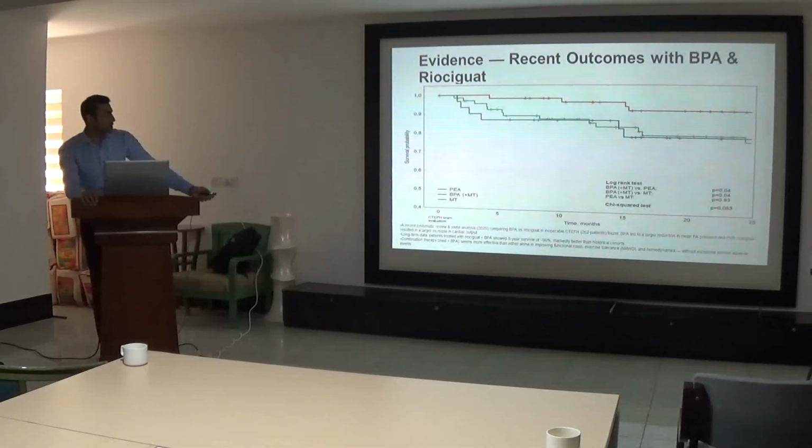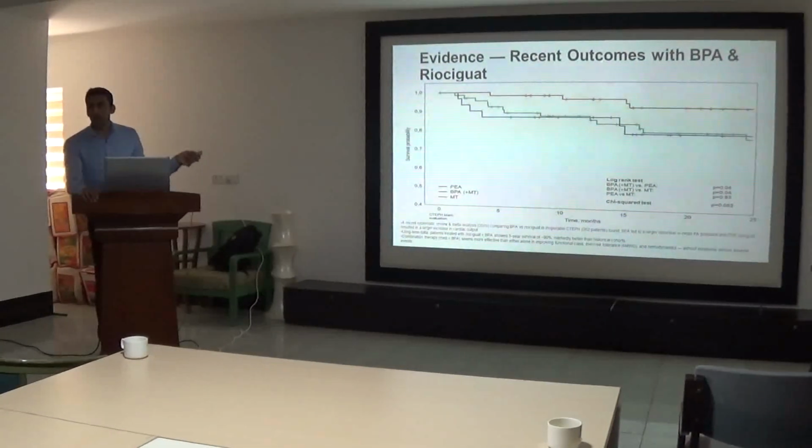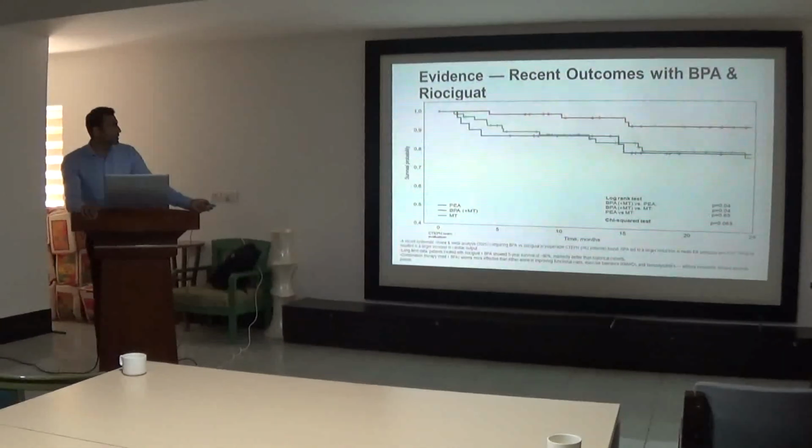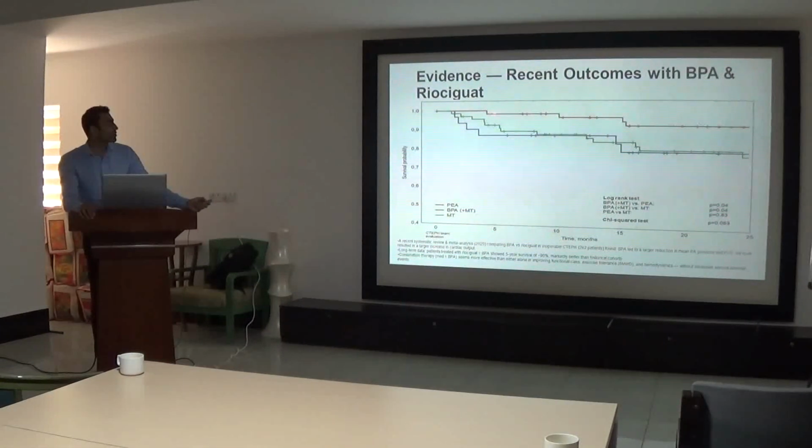So this is a chart from a study published by the Japanese when they developed BPA, and BPA again got importance. They found that patients who had BPA plus medical therapy had a more stable course over time. This is the timeline and this is the survival probability. They saw that patients receiving medical therapy plus BPA had a longer lifespan, even better than pulmonary endarterectomy. This study was done in those patients who were not considered good candidates for PEA.